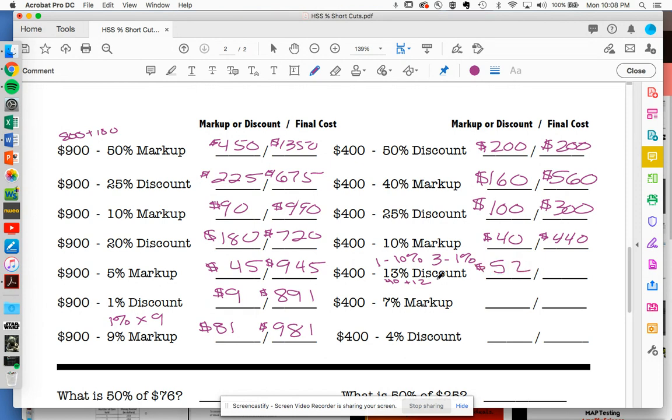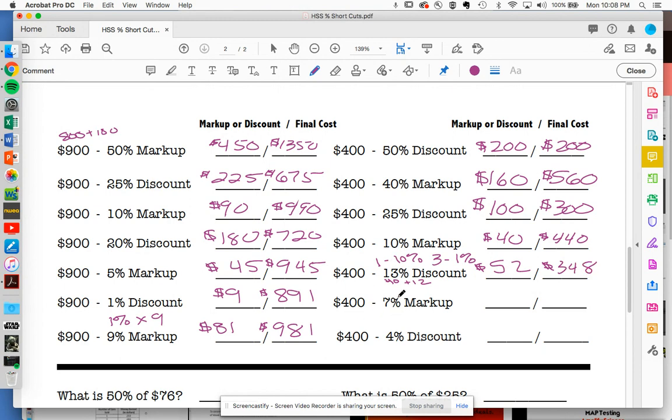So 13% of 400 is actually not too bad. We would find 10% and three 1%s. Again, move the decimal point, find 1%, multiply by 3, and add those two together. Now it's a discount. So what is 400 take away 52? That's 350 for the 50, then 350 take away 2 is 348. Hopefully that's what you got.